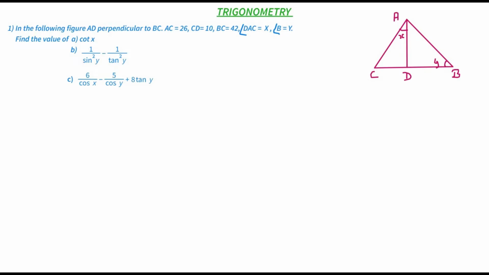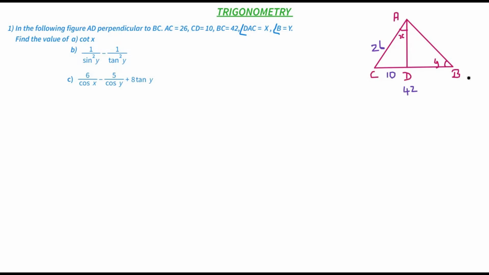So now let's see, there is a triangle given to us, ABC, right? And AD is perpendicular to BC. Clear? AD is perpendicular to BC. Now what else is given? AC equals 26. So here AC is 26. CD, this small part, CD is 10. This is also given. BC, the whole part, the bigger part, BC is 42. This is also given.